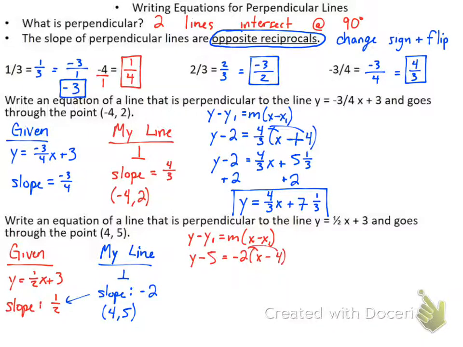I can distribute my slope, get y minus 5 is equal to -2x plus 8, and then add my 5 over to the other side. Get y is equal to -2x plus 13.